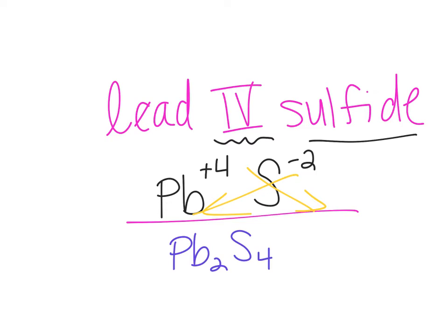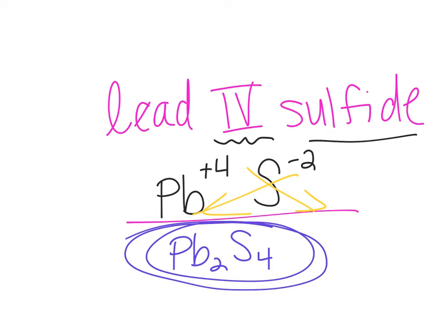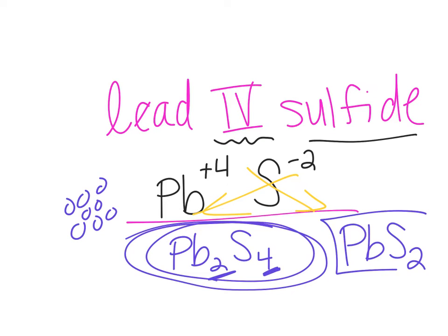Pb2S4. However, we know that when it's ionic, what do we do to those numbers? Because it's a ratio. Remember, it's about that crystal lattice thing that I showed you in the lab, right? So we need to simplify these two subscripts. S2. Yes, PbS2. Okay. So just like a ratio, instead of saying a 2 to 4 ratio, we would say a 1 to 2 ratio.